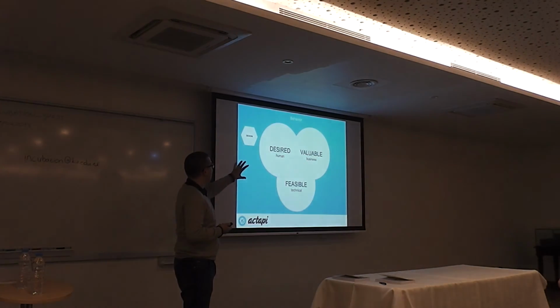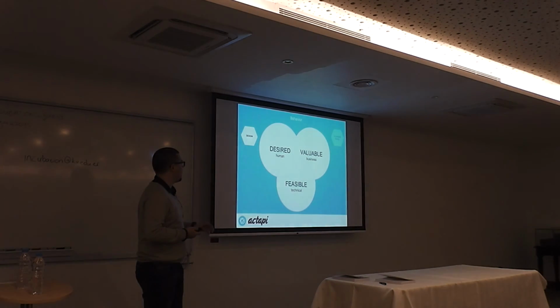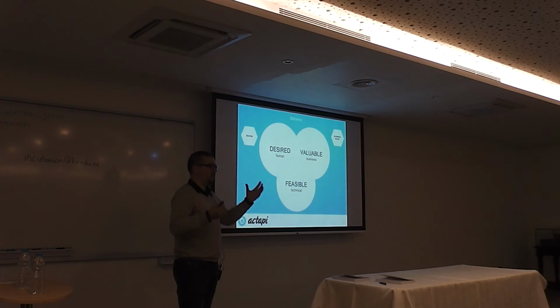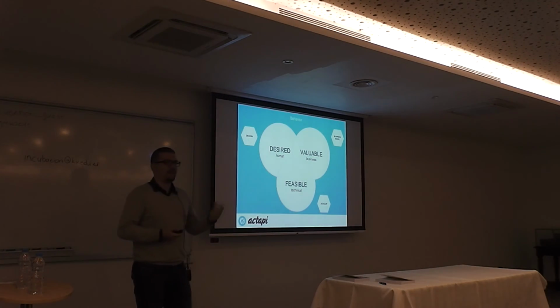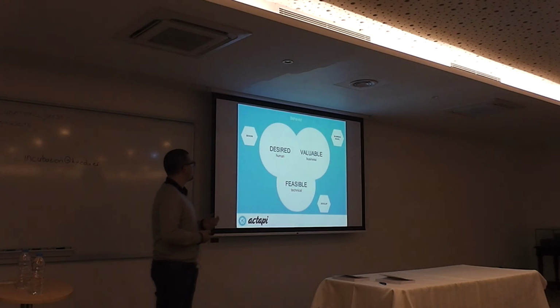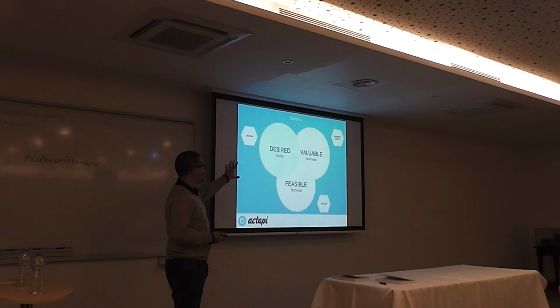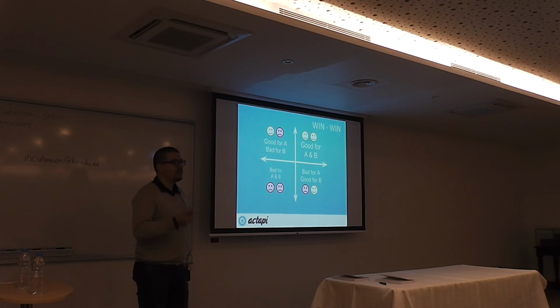So desired behavior is our domain. That's where design comes in. The valuable behavior, that's how does the system work? What's the value behind it? Feasible is the thing you develop. It's the app, it's the website, it's the tool that you can use. Our focus is mostly on desired behavior. And really important is about a win-win situation.